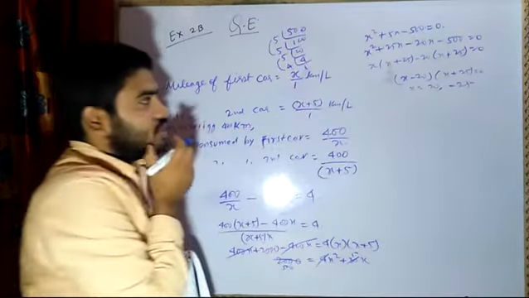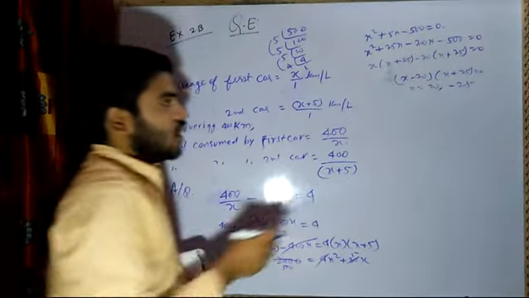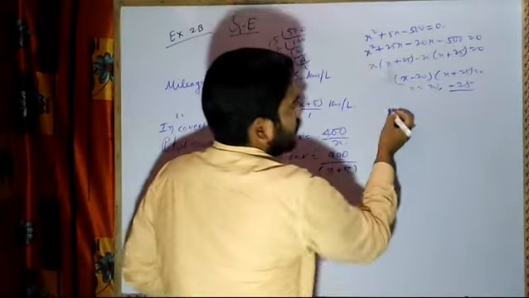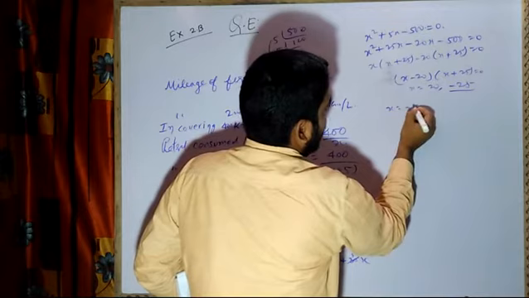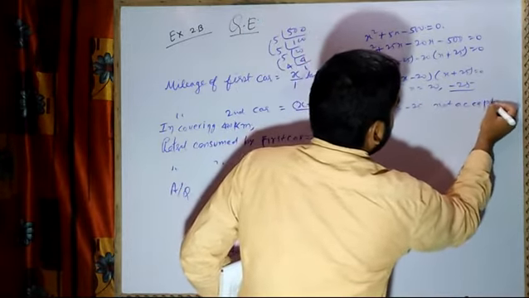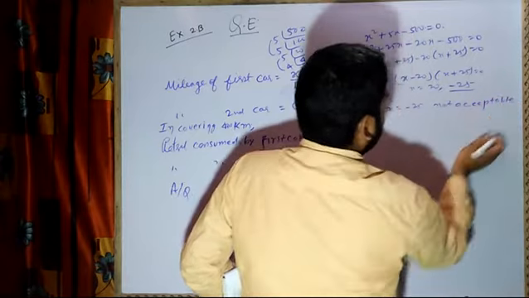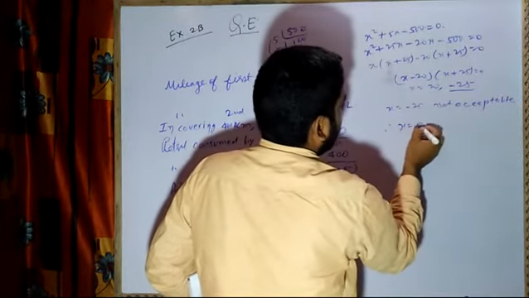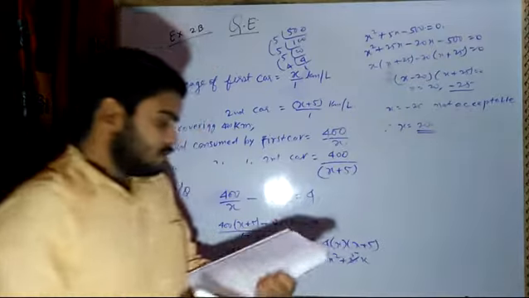Now we are getting x is equal to minus 25. So x cannot be negative. We will write x equal to minus 25, not acceptable, not admissible. Therefore, x is equal to 20. Final. This is your answer.